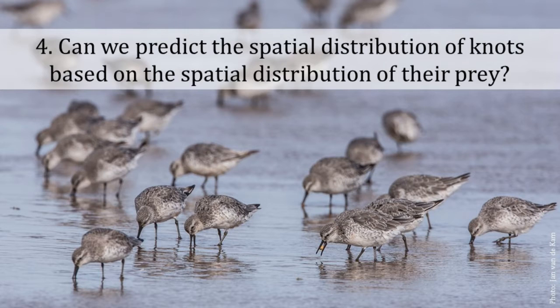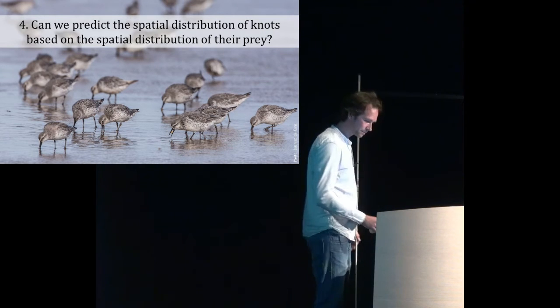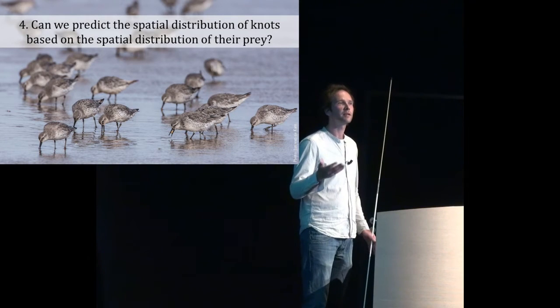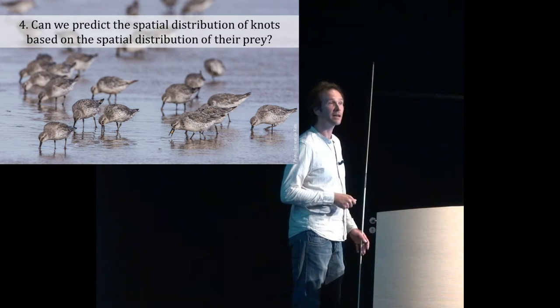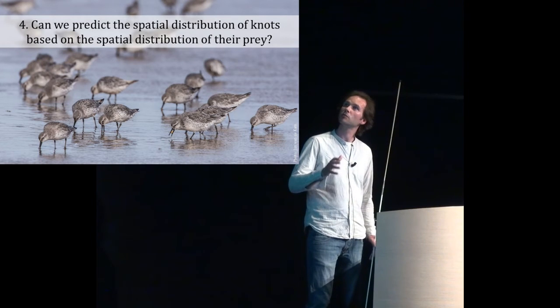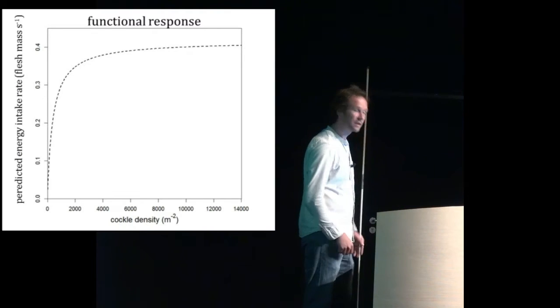of nuts based on the spatial distribution of cockles, their prey. But for this, we need to know what nuts prefer, what predators prefer. So we assume that predators like to go where they have the highest intake rate. That's a very general assumption in ecology. So they should go to places where they have the highest intake rate. But what are these places where they maximize their intake rate?